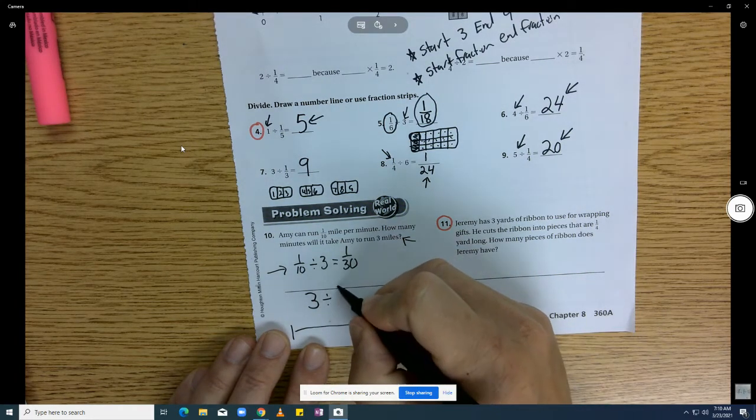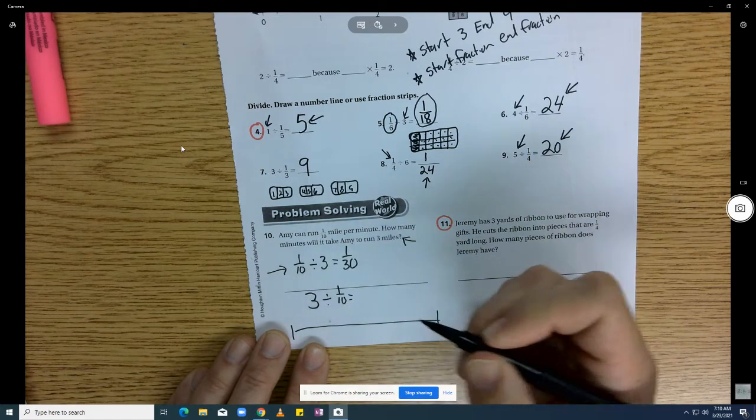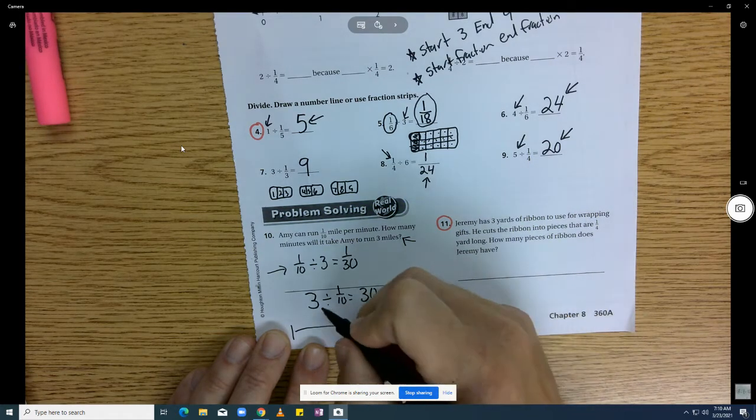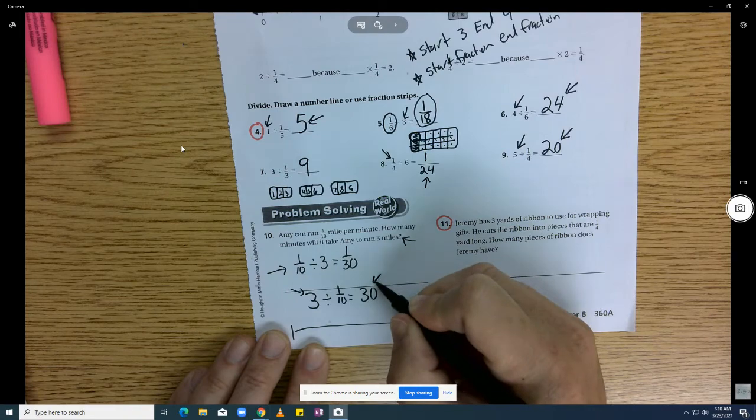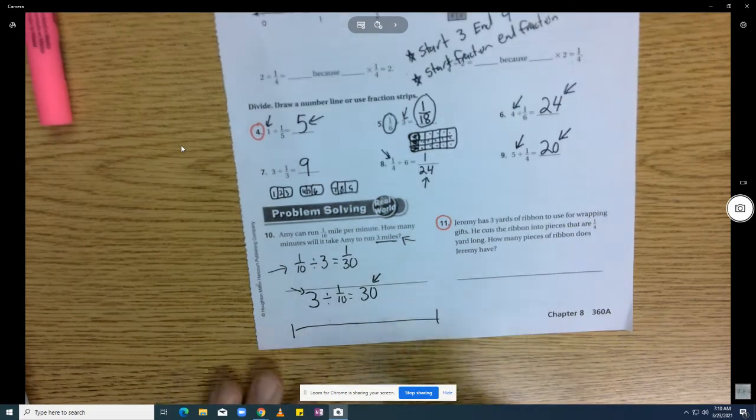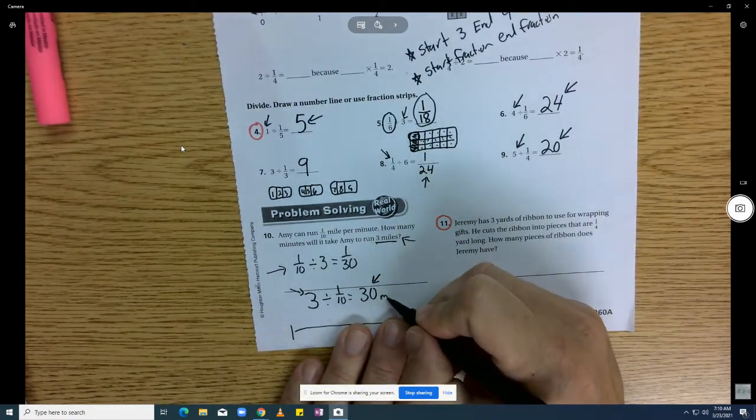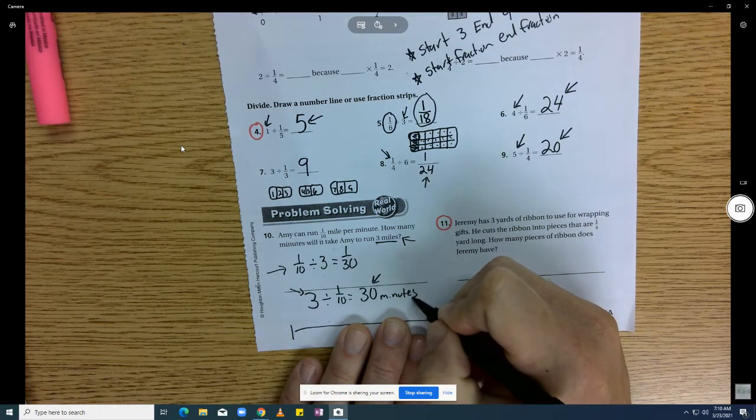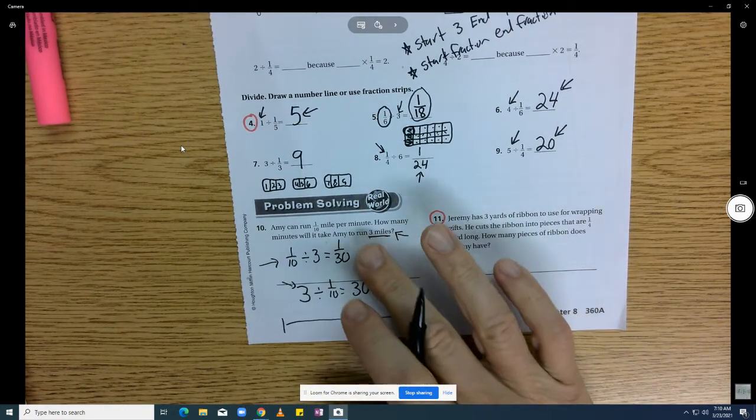I'm not going to do it for the picture. We don't have time. But what would it be? It would be 30. Start with the whole number, end with the whole number. How long does it take her to run 3 miles? 30 minutes? Now that one makes sense. You see how I use logic?